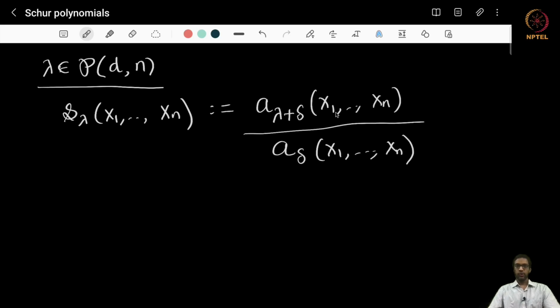Let's talk about Schur polynomials a little bit more. So recall the definition. For lambda, a partition of D into at most n parts, the Schur polynomial was defined to be the quotient of the alternate A lambda plus delta by A delta. The denominator is the Vandermonde determinant. We showed last time that this is in fact a symmetric polynomial, homogeneous of degree equal to mod lambda, so D in this case.